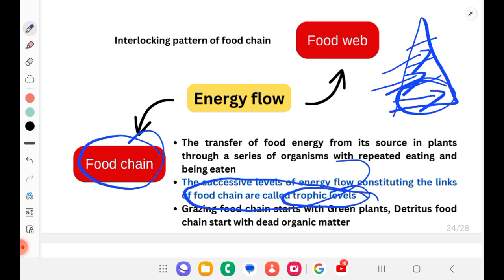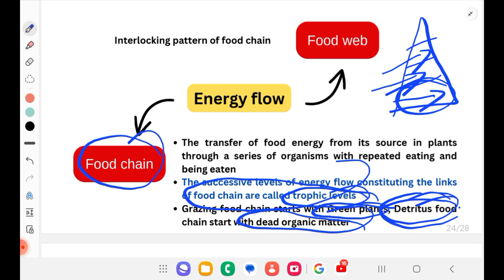So grazing food chain starts with the green plants, we have seen, and detritus food chain. There will be decomposers also, right? So that is said to be detritus food chain. It starts with dead organisms. We know, right? Decomposers decompose the organic matter. That will start from dead organic matter. That chain is said to be detritus food chain.